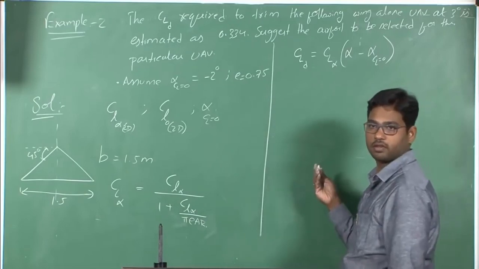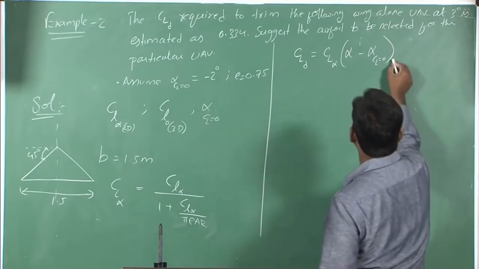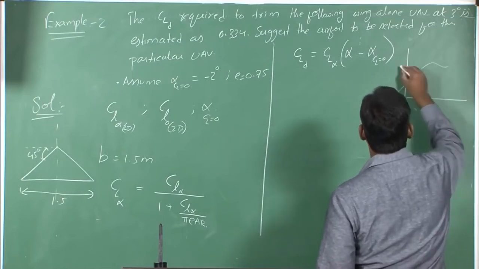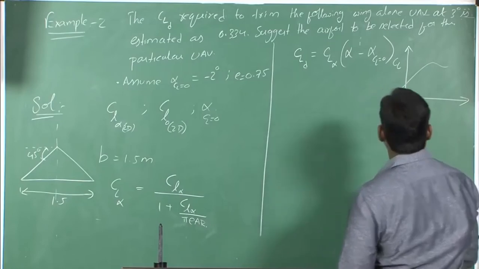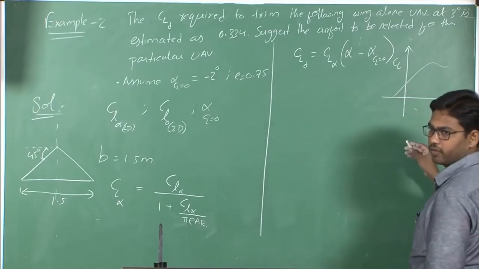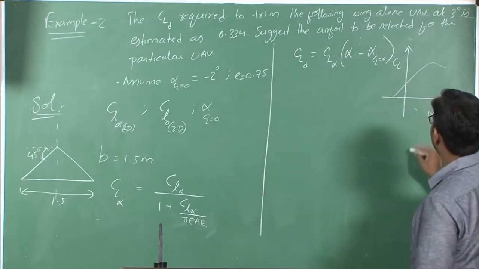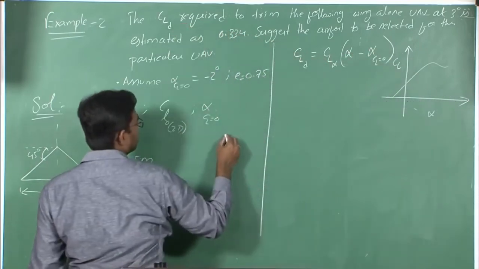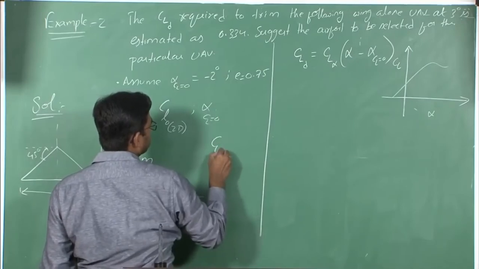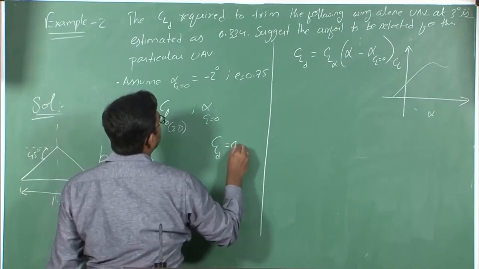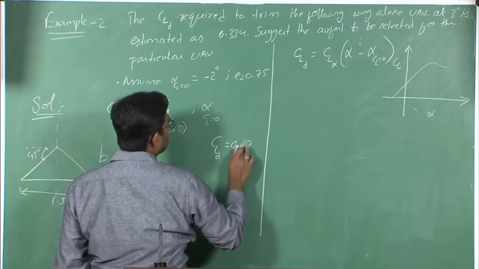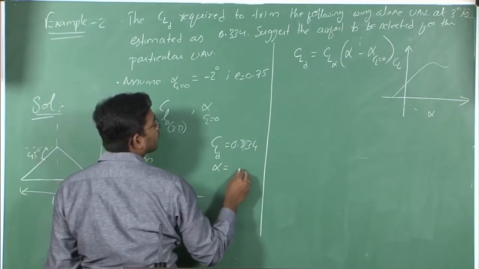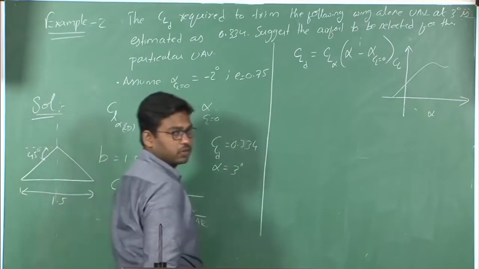Can we do this? What does this equation mean? Assume that this is the CL versus alpha of your aircraft or the wing. This is your CL versus alpha. The information that is given is CL design, given as 0.334, and this design is achieved at an angle of attack of 3 degrees.